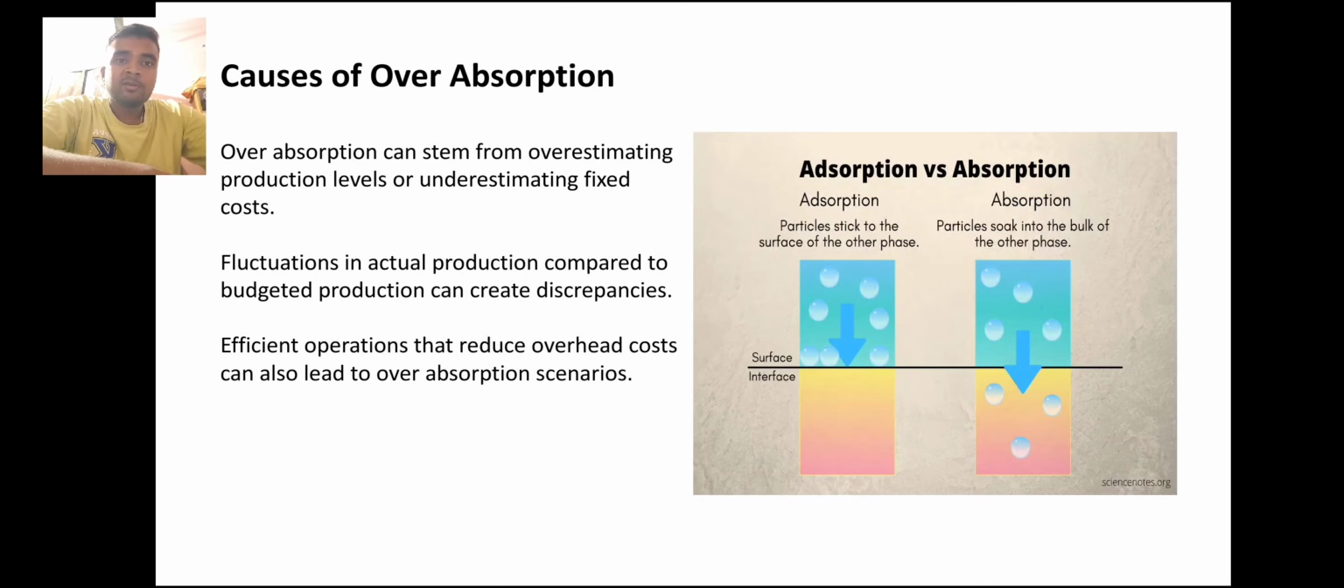Causes of over absorption. Over absorption can stem from overestimating production levels or underestimating fixed cost. Fluctuations in actual production compared to budgeted production can create discrepancies. Efficient operations that reduce the overhead cost can also lead to over absorption scenarios.